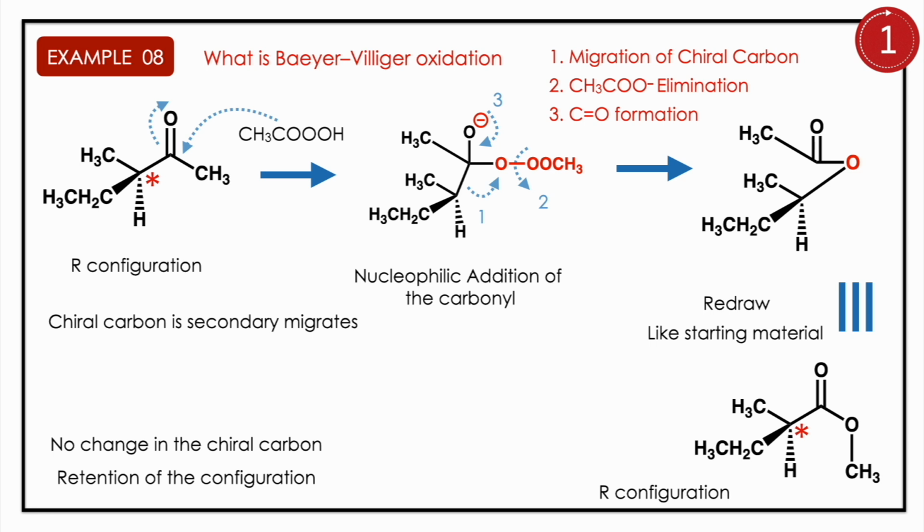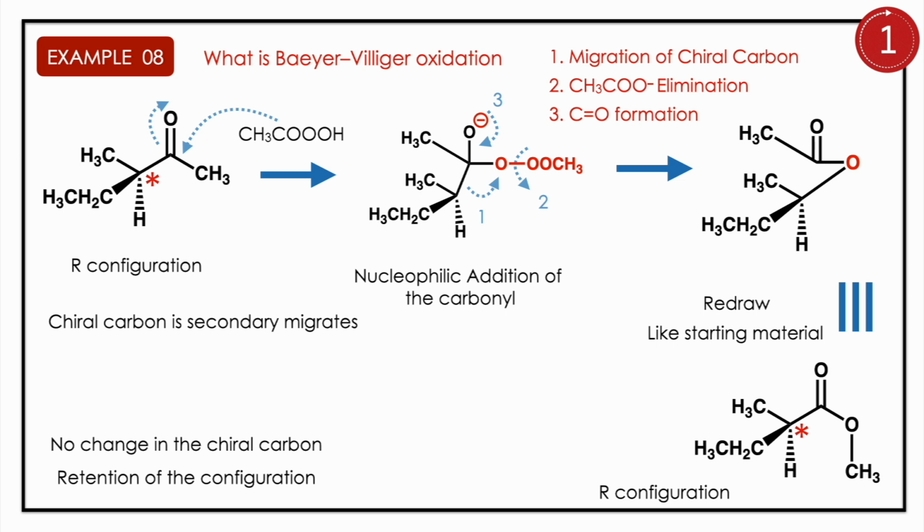Here a carbonyl is there. You are using the peracid. So obviously Baeyer-Villiger oxidation. The first step will be attack of the nucleophile, nucleophilic addition to the carbonyl. A new C-O bond. Here the carbonyl is asymmetrical. Which carbon migrates? The cation-stabilizing carbon migrates. The chiral carbon is secondary. It is migrating. You have a new C-O bond as well as a carbonyl, as well as CH3COO minus elimination.